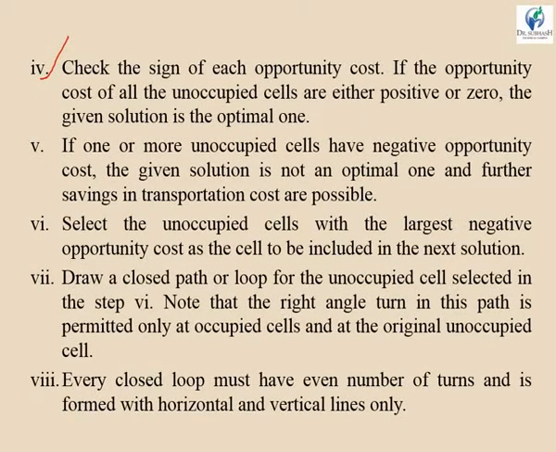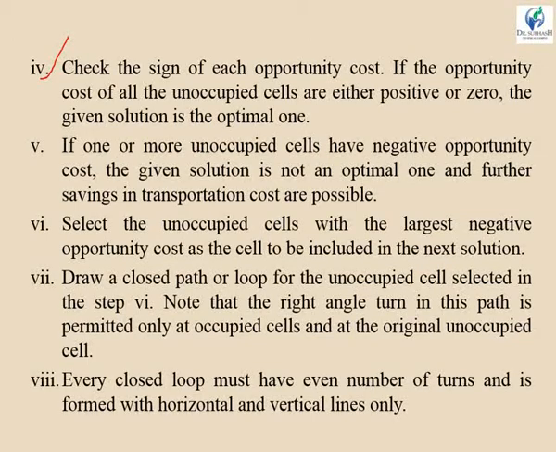Now, for example, there are 5 unoccupied cells in the total transportation table which you had obtained, or which will be given to you, or which you had obtained using the WARM method. If you have found all 5 opportunity cost values of the unoccupied cells, and all the values are positive or 0, then you have reached the optimal solution.